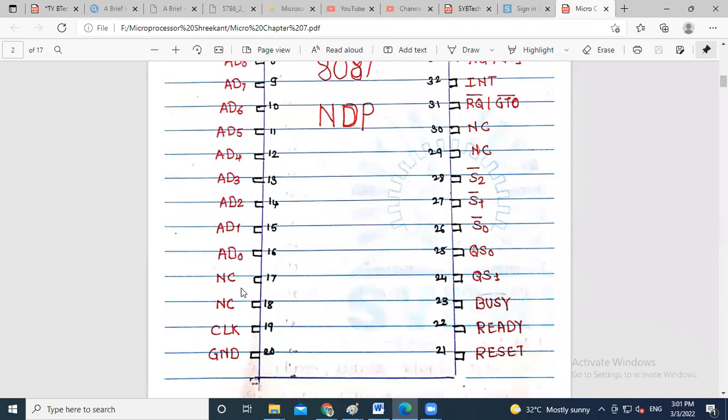And the non-change lines are used at pin numbers 17 and 18. And the clock signal from a clock generator is compulsorily used. In the 8086 we are not using a separate clock generator signal, but in the 8087 we compulsorily have to use the clock generator because it is a coprocessor. Whatever main processors there are, we don't directly use the clock generator, but whenever we are using a coprocessor, at that time we must use a clock generator. So in the 8087 coprocessor, the clock is at pin number 19, and pin number 20 is the ground.